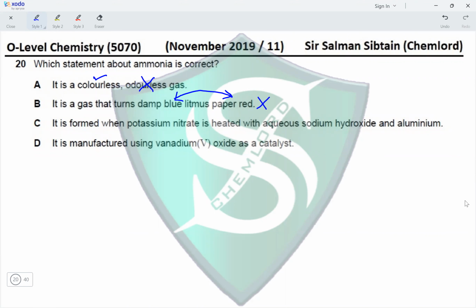When you have nitrate ion present, you add aqueous NaOH and you add aluminum foil and heat. This produces ammonia gas, which turns red litmus blue. So, yes, this process will produce ammonia. It is manufactured using vanadium 5 oxide as a catalyst? No. Haber's process involves the use of iron or Fe2O3, iron 3 oxide as a catalyst. V2O5 or vanadium 5 oxide is used in the contact process. So this makes option C the correct option for this question.